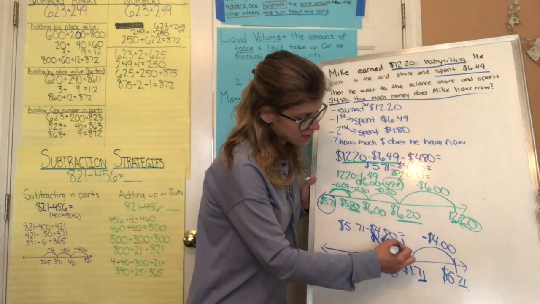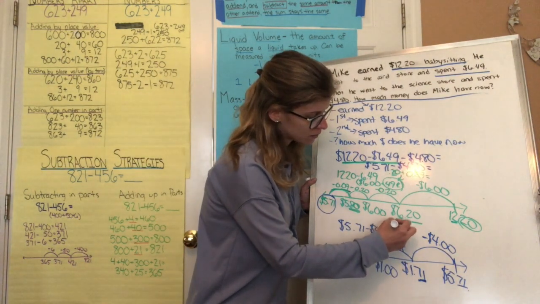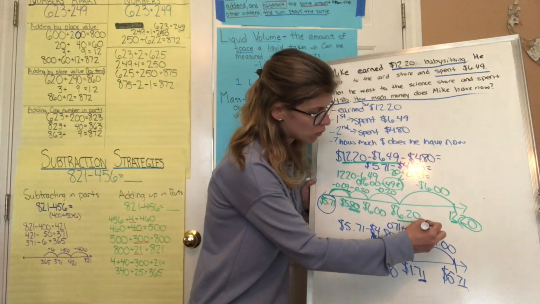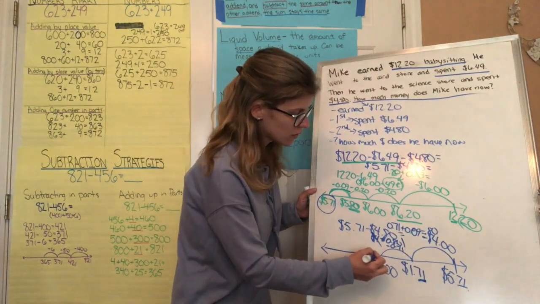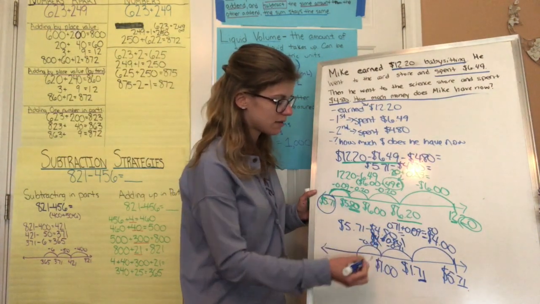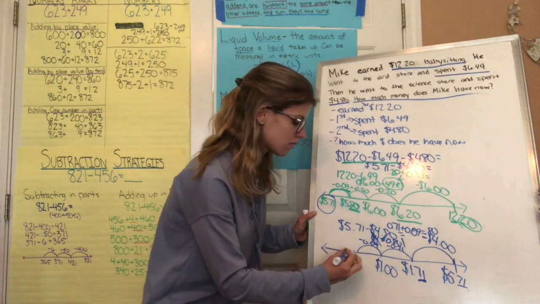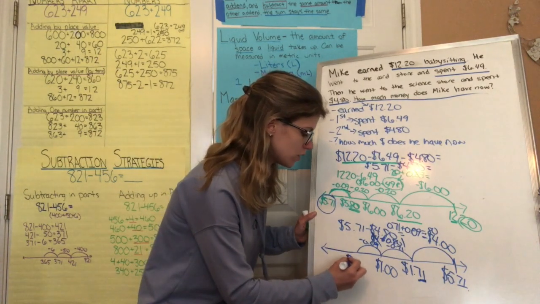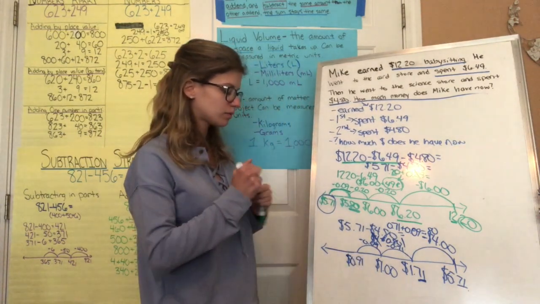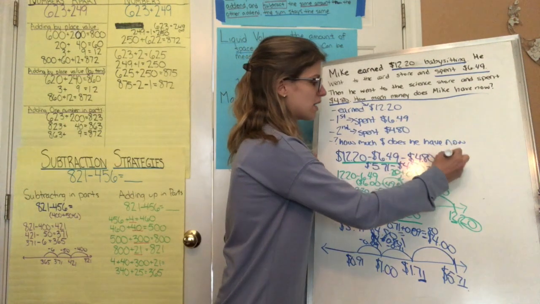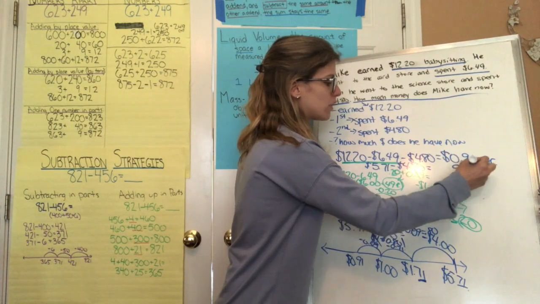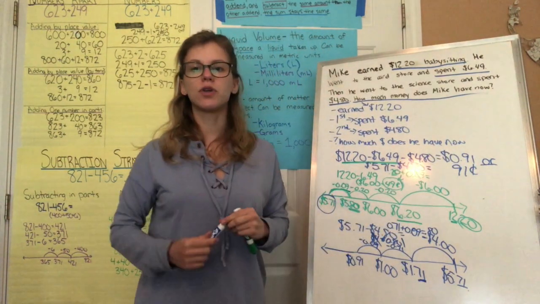If I took away 71 cents, I still need 9 cents to equal a total of 80 cents. So I'm going to take away another 9 cents. So $1 minus 9 cents, or 100 minus 9, would be $0.91. So up here, what I can write is $0.91, or 91 cents. Pause me and think about what my answer represents.